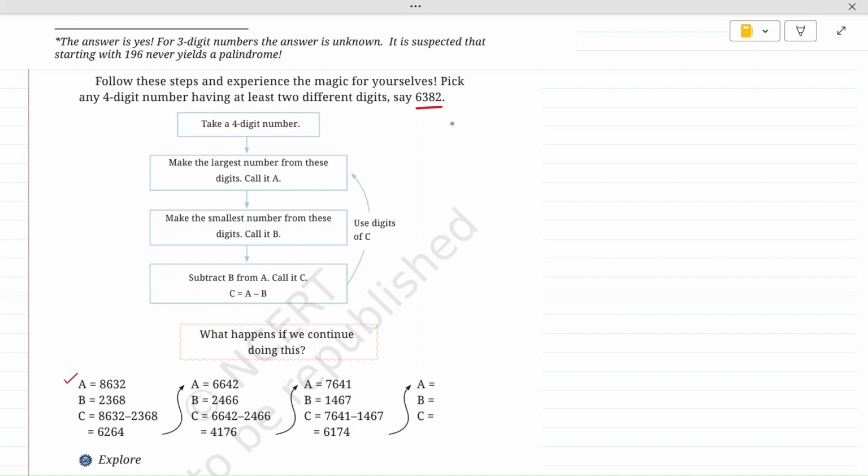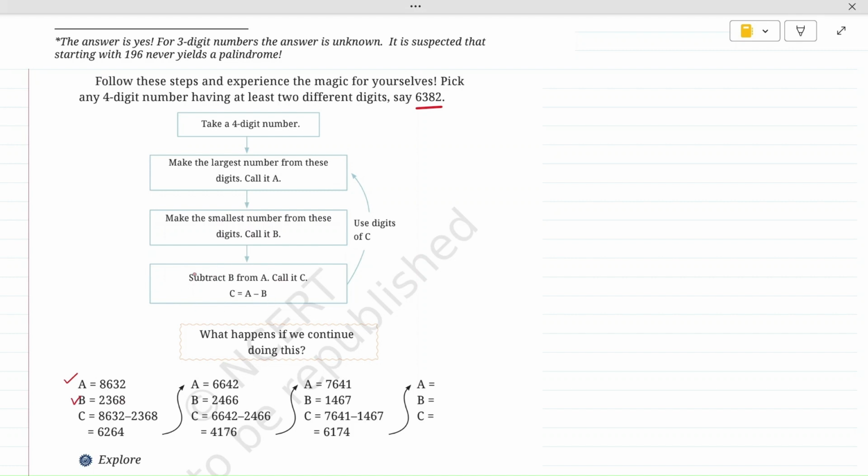And for the smallest number, we will arrange the digits in ascending order. So it will be 2368. So we have taken 2368 here. We have the two numbers.